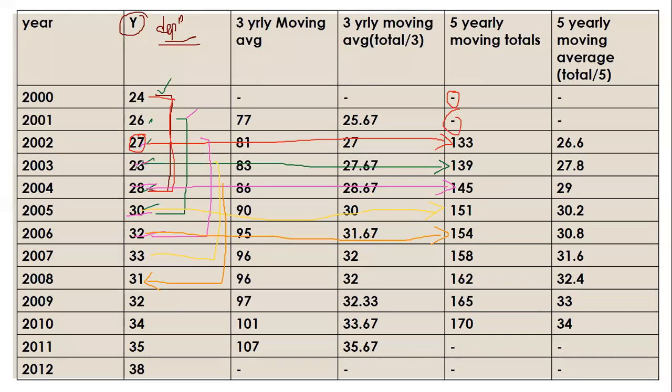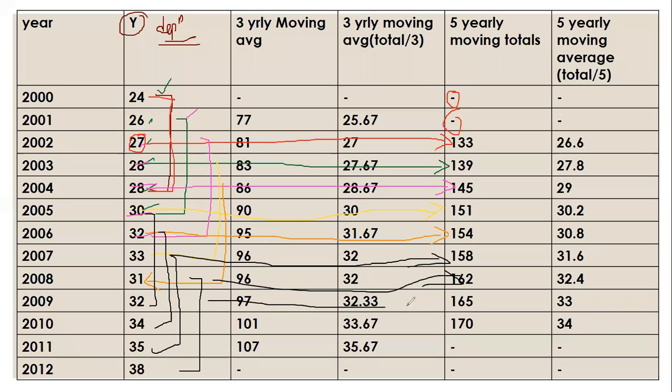So 1, 2, 3, 4, 5. 5 is done. Now from 6, y6, y7, y8, y9, y10. Then 32, 33, 31, 32, 34. Then 33, 31, 32, 34, 35. And lastly 31 till 38. And all the numbers will be written in the central value so that it is easy to understand and take the average.